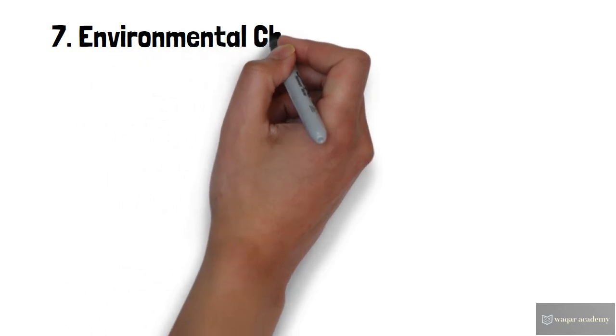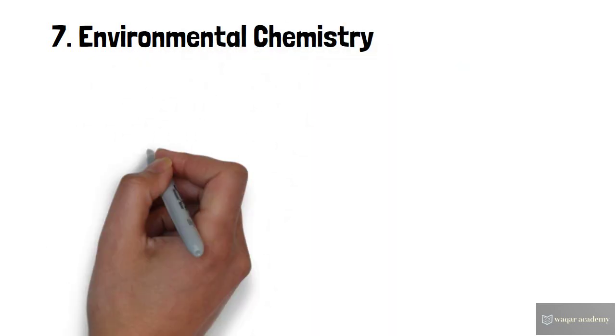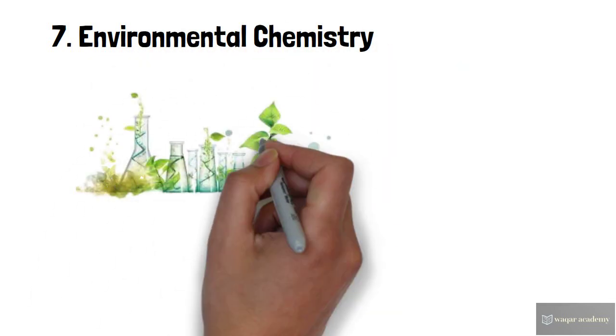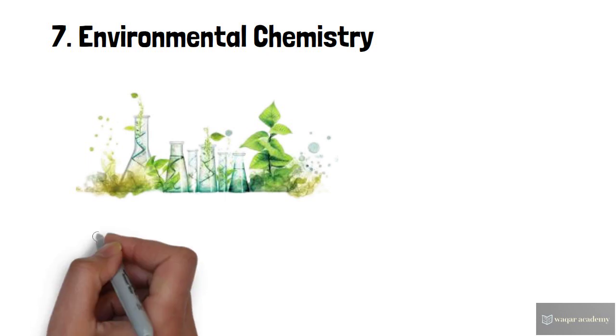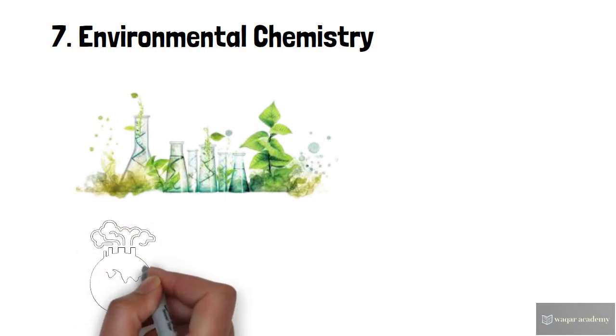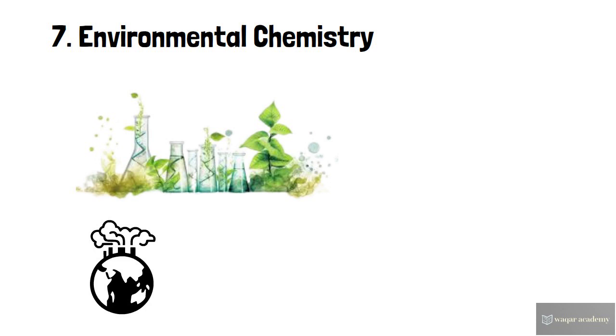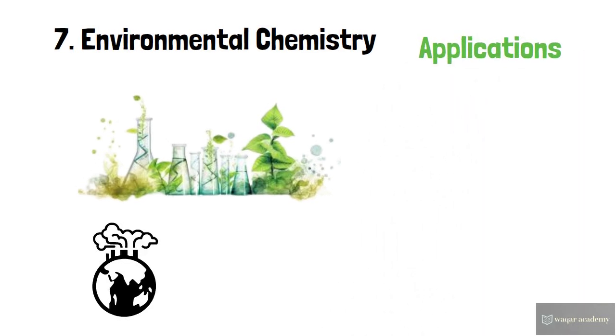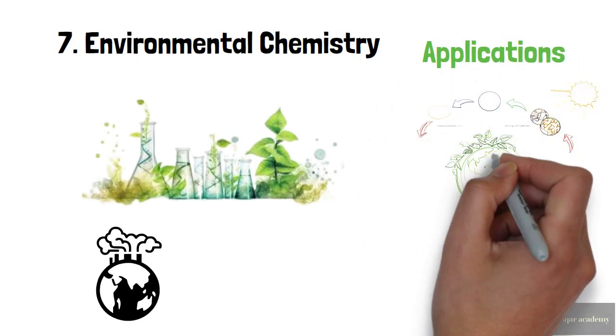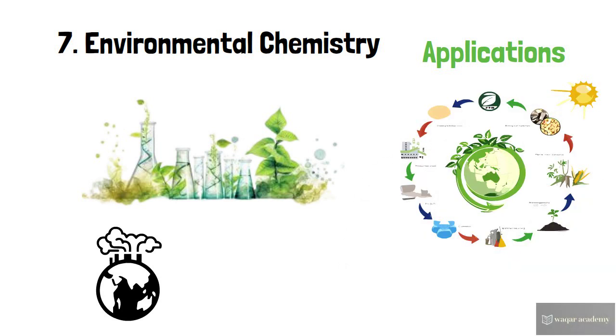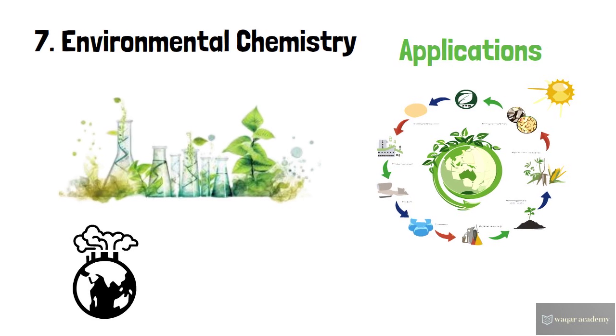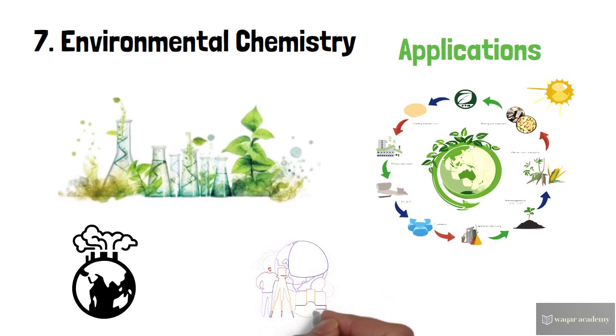7. Environmental chemistry. Definition. Environmental chemistry studies the components of the environment and the effects of human activities on it. Applications. Knowledge of chemical processes in the environment is essential for improving and protecting it against pollution. It overlaps with biology, geology, ecology, and other fields.